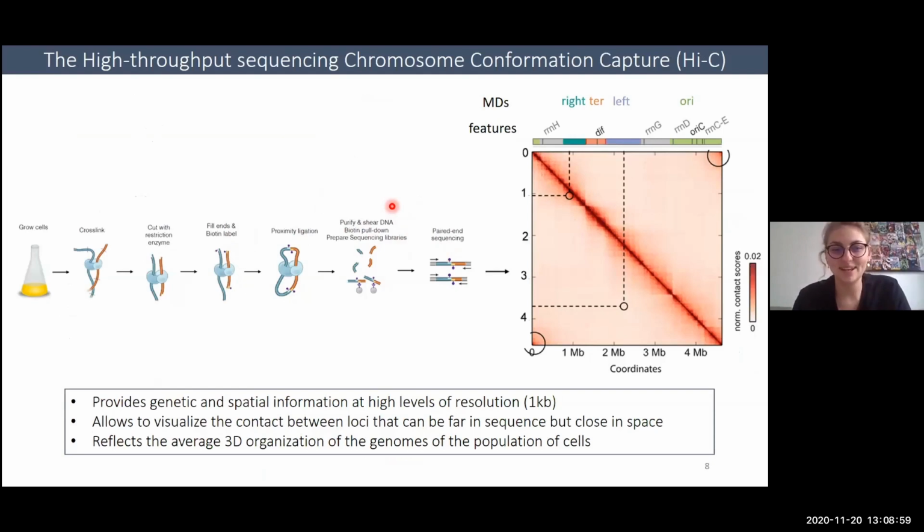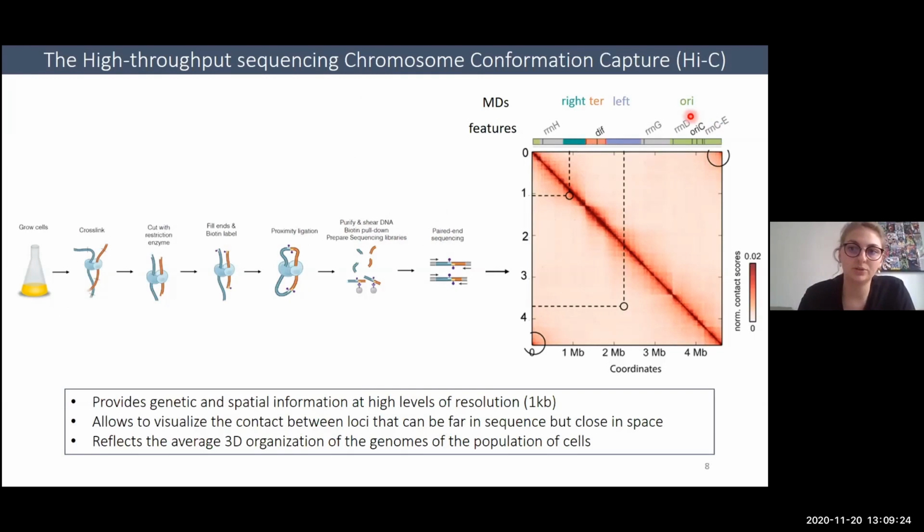So just as a reminder, it provides genetic and spatial information at high resolution. Especially in my case, I use the high resolution Hi-C that Charlie presented to you today, that allows us to see structure at a 1 kb resolution. So it really allows in-depth analysis of the effect of several proteins organizing the chromosome.